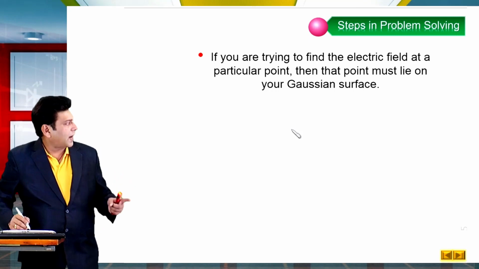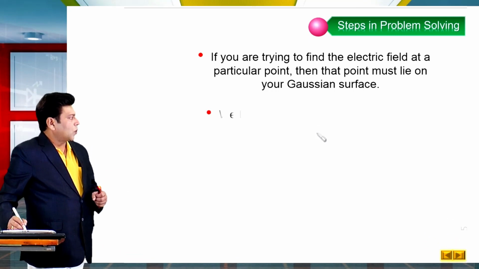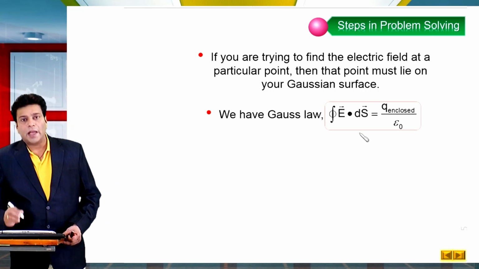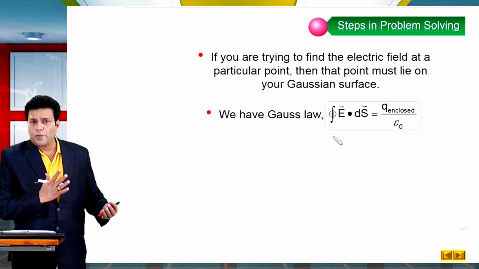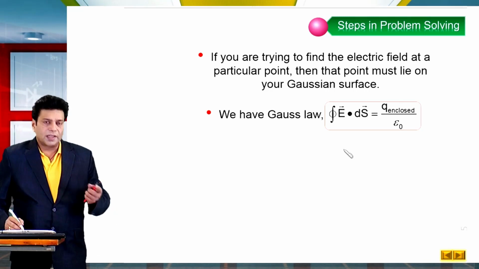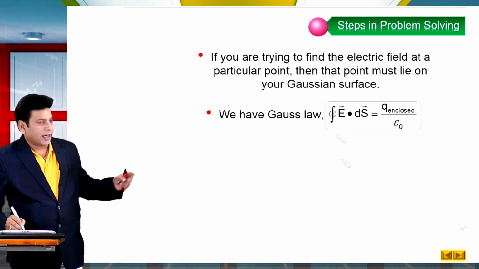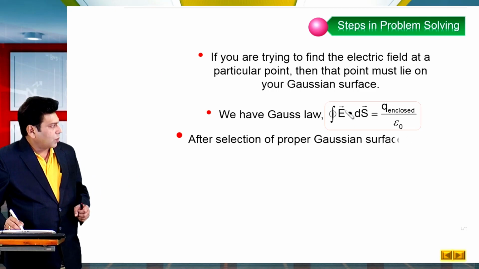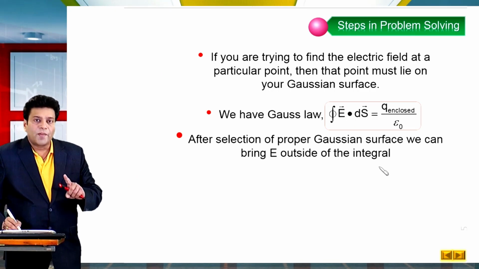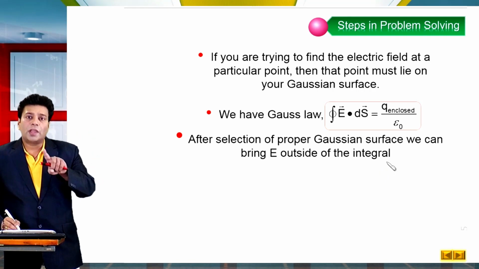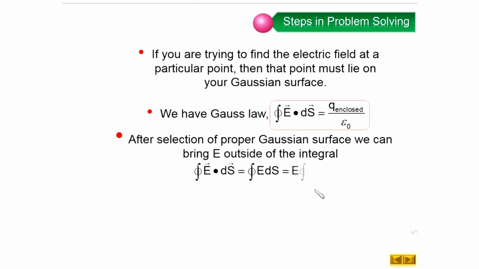Now let us write the Gauss law again. We can write Gauss law as closed surface integral E dot ds equal to Q enclosed divided by epsilon naught. Now, we have selected the Gaussian surface. After selection of the Gaussian surface, we can now place this value of E outside the integral. And if we place E outside the integral, we will be left with the closed surface integral of ds only. This ds is the area of the Gaussian surface over which we are integrating.